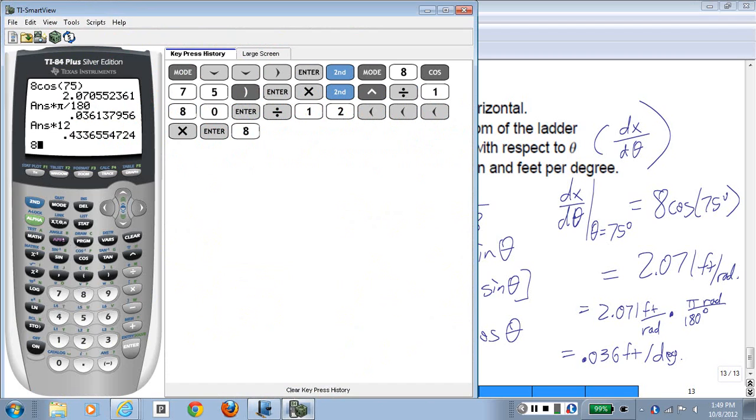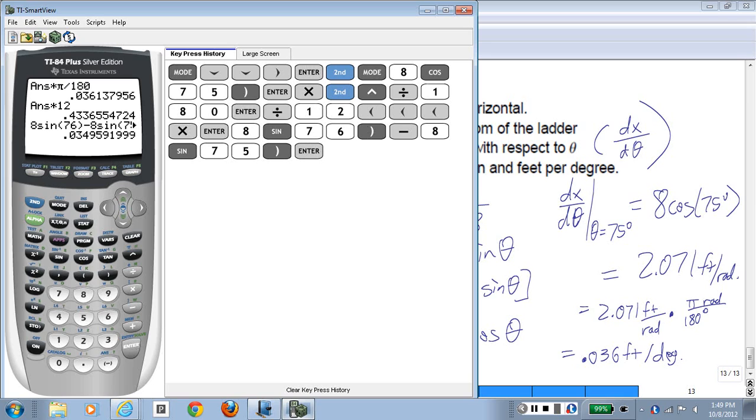You think it would be? 8 sine 76 minus 8 sine 75. Is that going to be close to 0.036? Because that's the difference in the two heights. Oh, got it. Not supposed to be exact, but it should be a good estimate of how much we're expecting that ladder to go up. So from 75 to 76, not quite that much, but close to it.